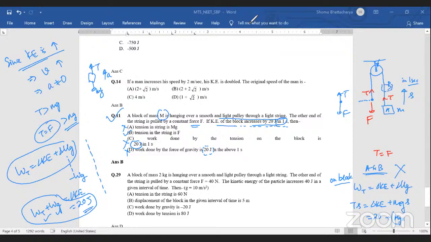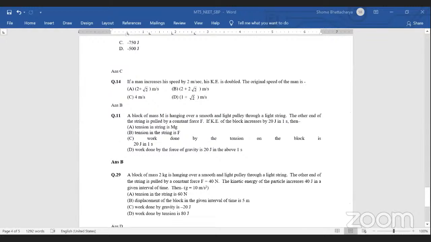Okay, so hope it is clear now. Right, so that completes this question, and that completes the discussion of the paper.